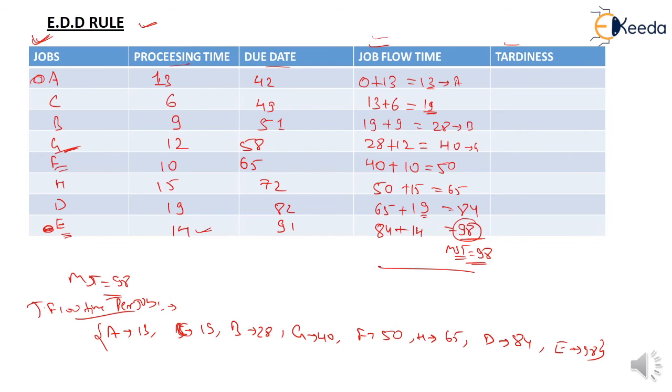Here we calculate the total job flow time, which is helpful to determine the average job flow time per job. So calculate 13 plus 19 plus 28 plus 40 plus 50 plus 65 plus 84 plus 98. So how much? It is 397. So total job flow time is 397.